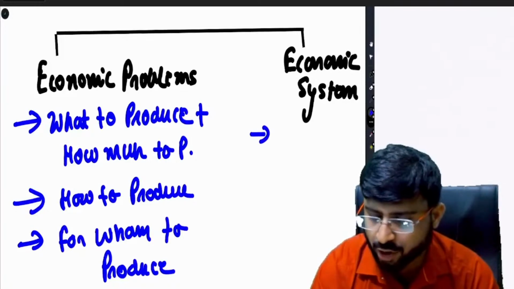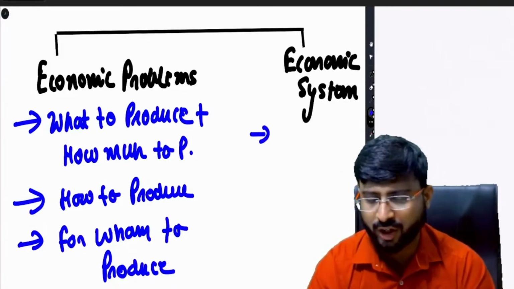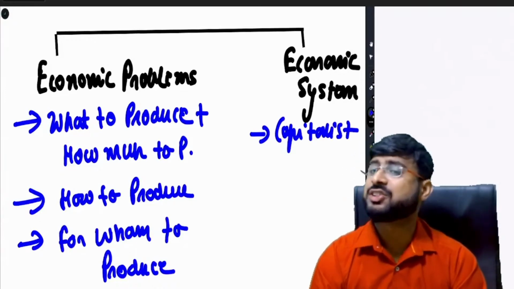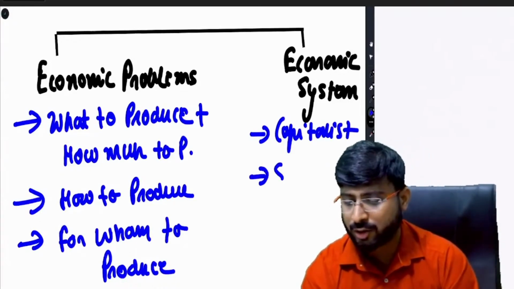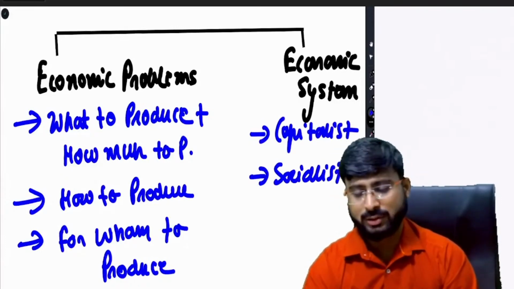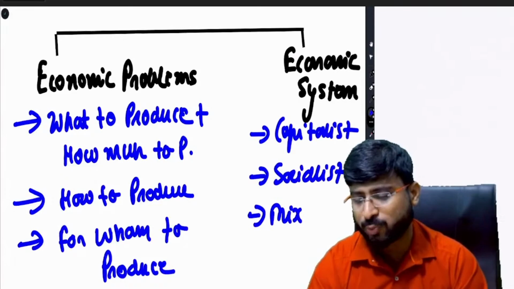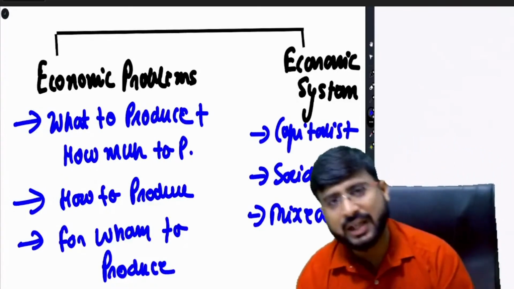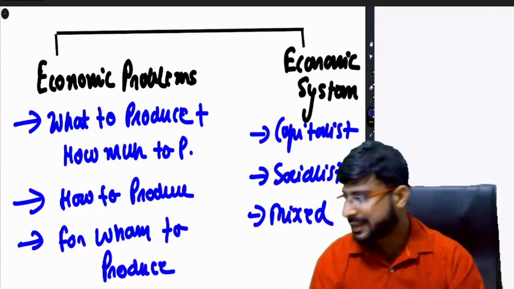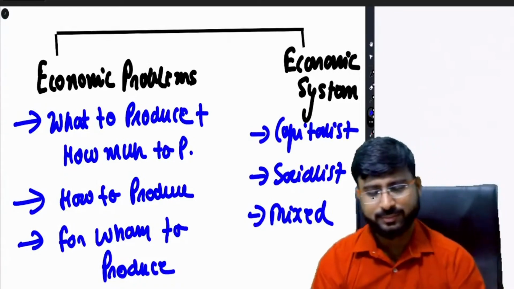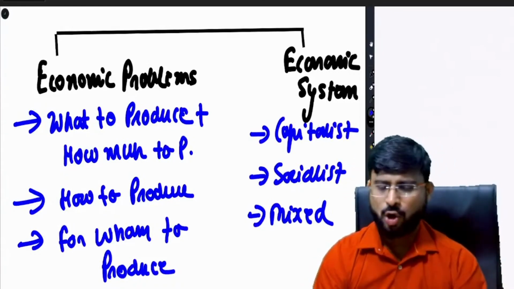Now, in economic system, there are 3 types of economies. Capitalist, which is free from government interference. Socialist, command economy completely under government control. Mixed economy, which has both the flavors present: capitalist plus socialist. Fantastic, sir. What next, sir?